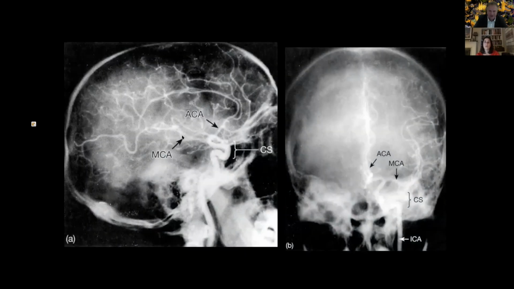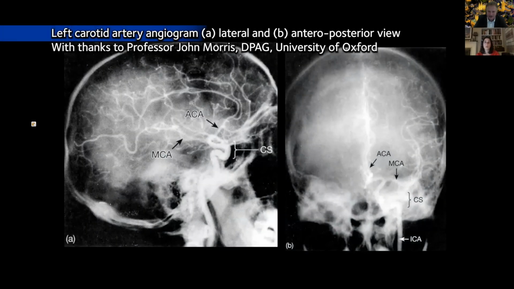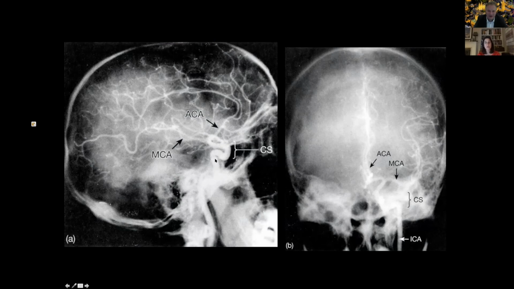I also have some old-fashioned angiograms, not as nice as yours, which was digitally subtracted, and you can see the carotid artery coming into the skull, and then you have the two end branches, the anterior and the middle cerebral artery. The anterior is running in the midline above the corpus callosum. You can almost see the silhouette.